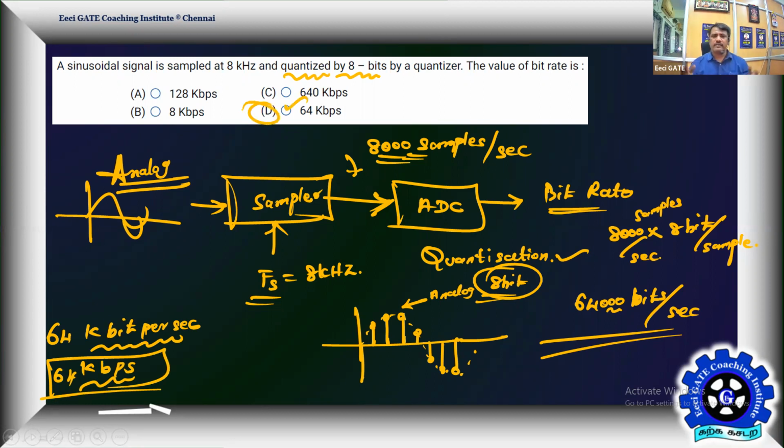Simple manipulation. Once you know what the sampler is doing and what the quantizer is doing, the quantizer assigns every analog data an 8-bit code. Each sample will come with the 8-bit code. So 8,000 samples, each 8 bits, the simple product of the two will be your answer, but put it carefully in kilobits per second as given in the options. That's a simple logical problem.